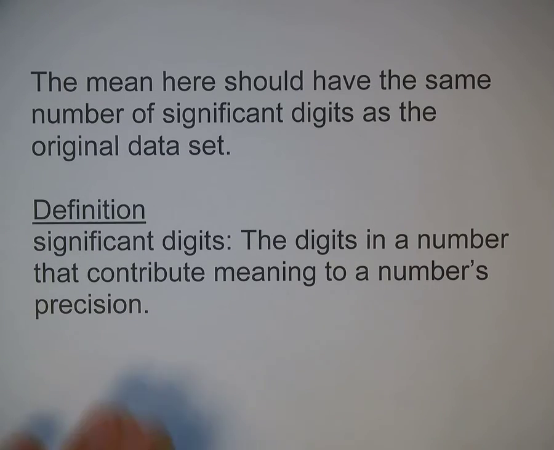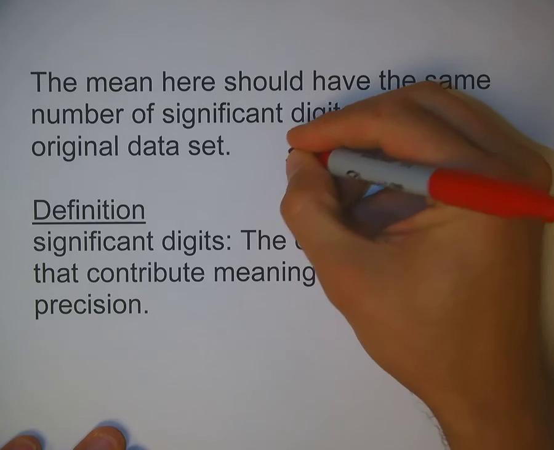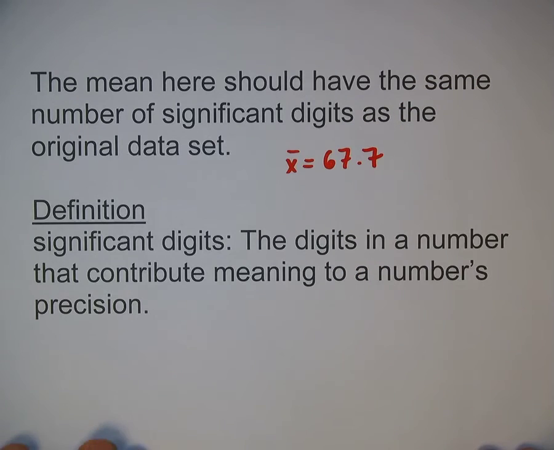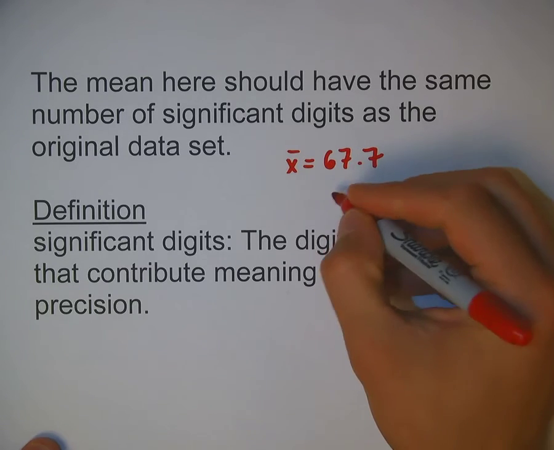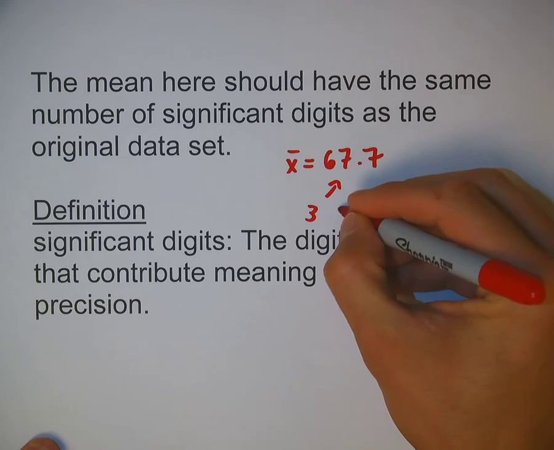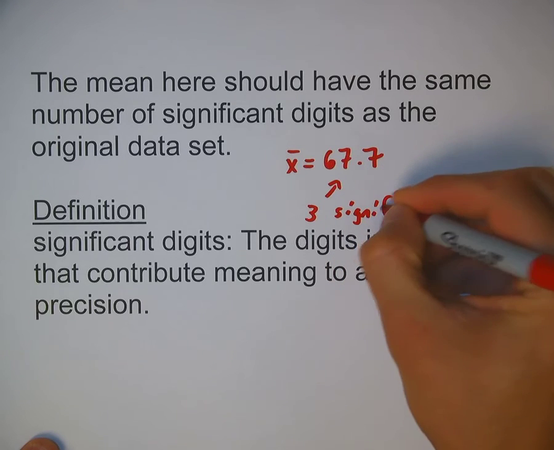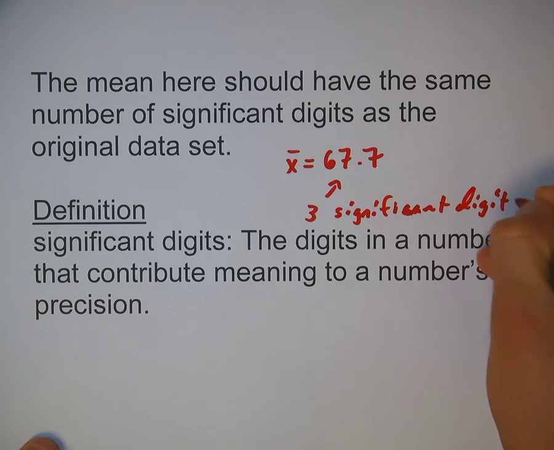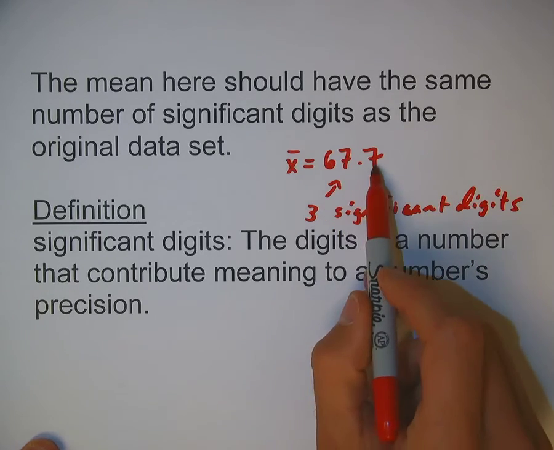All right, so the mean in the lake example should have had the same number of significant digits as our original data set. What I mean by that is that it should have also been rounded to the nearest tenth. So I should have reported my mean as just 67.7 instead of the extra place values. In this case, this number here has what we call 3 significant digits: 1, 2, 3.